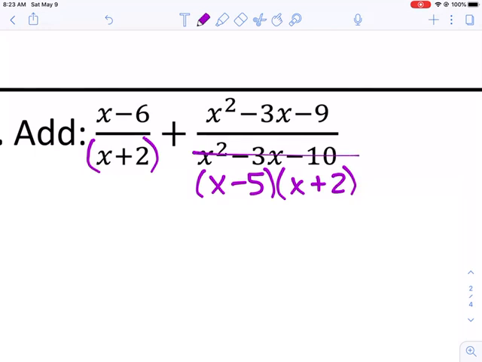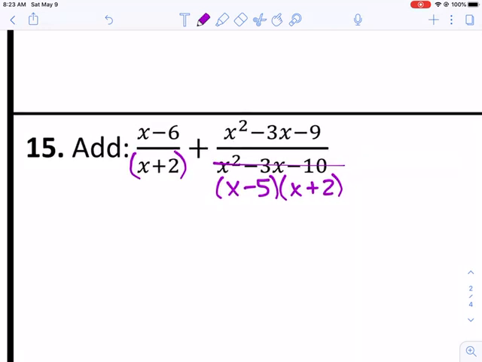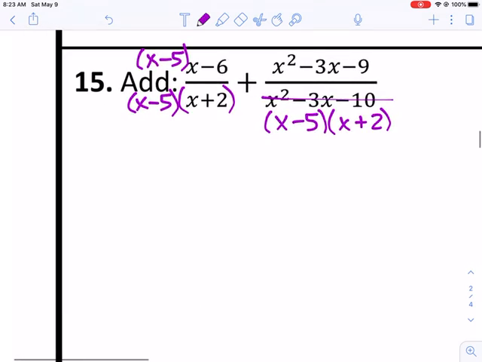All right, so now when I look and I compare these two fractions, I see that they both have an x plus 2, and then this one has an x minus 5 in the denominator. So really all we have to do is multiply our x minus 5 as well to top and bottom, and that gives us a common denominator. So now I'm going to go ahead and move forward with this step. I'm going to multiply this out.